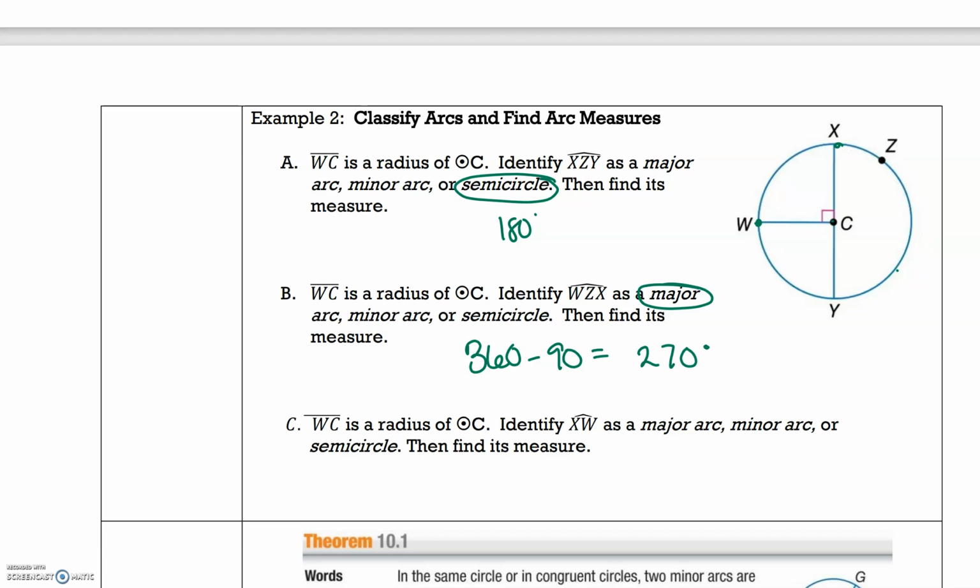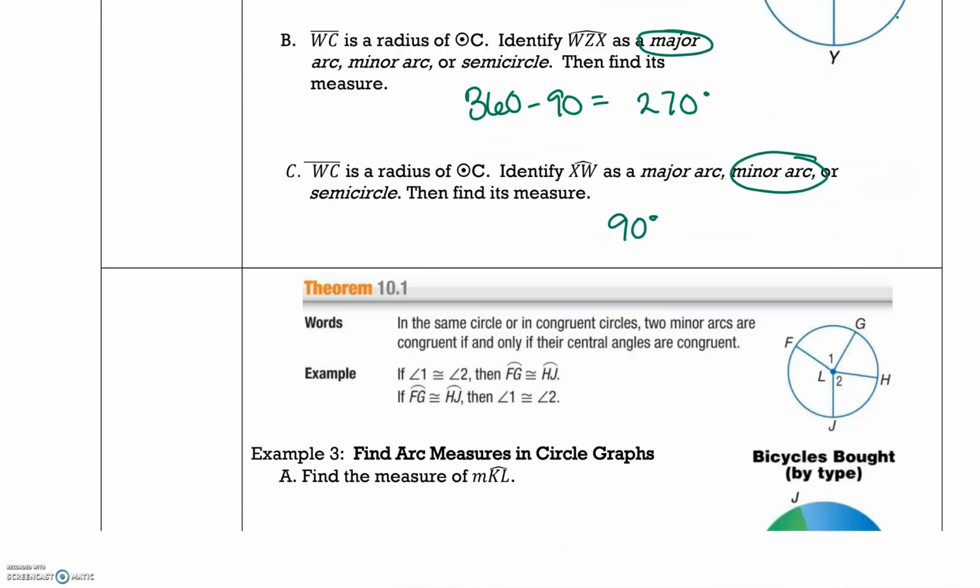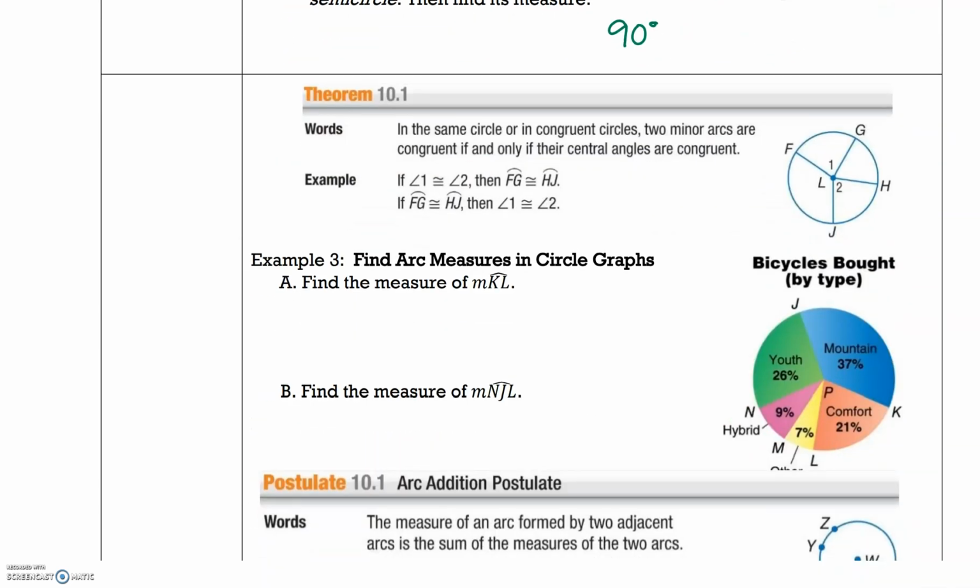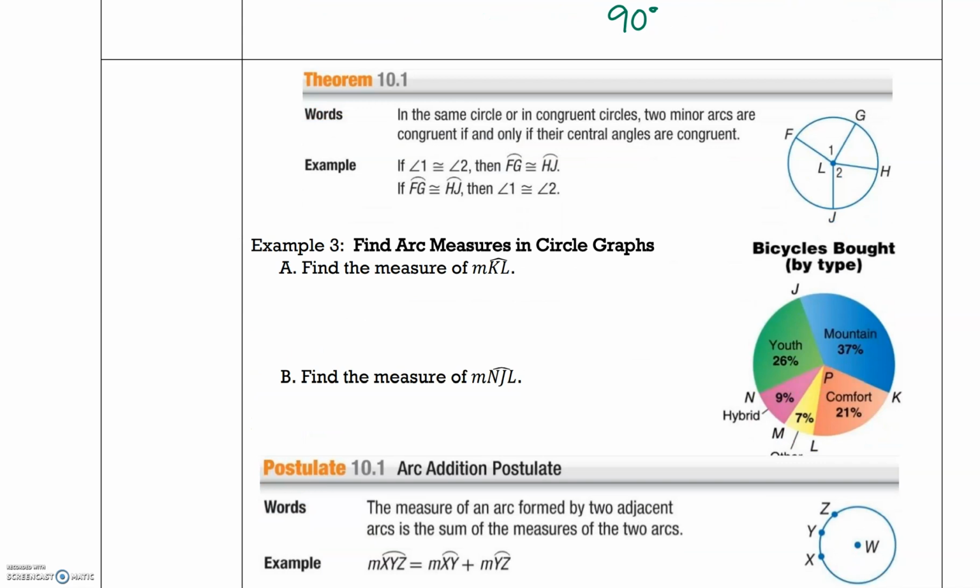And then the last one is just XW, which is this little arc here, which is going to be the same as the central angle. It is a minor arc, it's just the 2 letters, and it is less than 180. And so it's just going to be 90 degrees, the same as its central angle is the degrees of that arc.